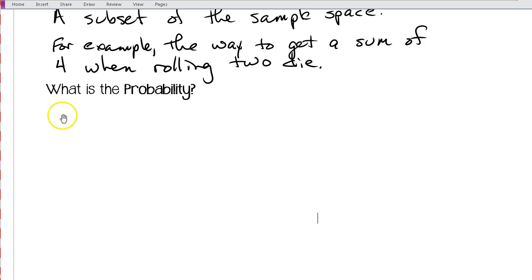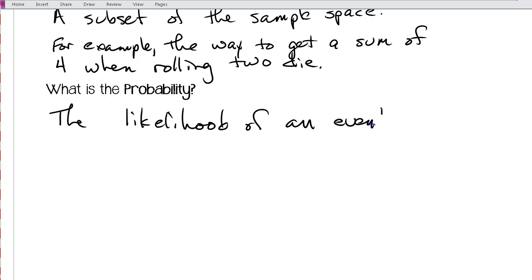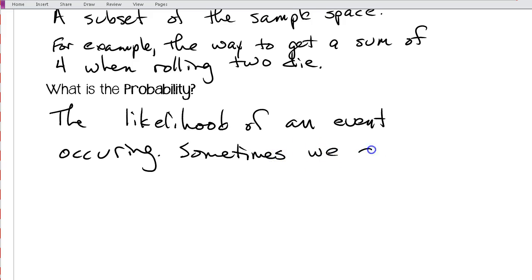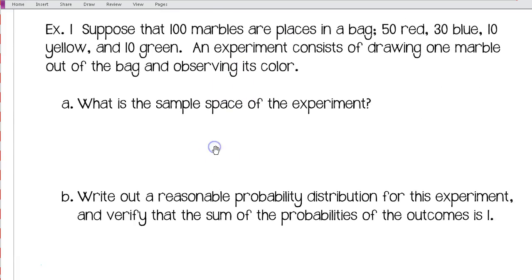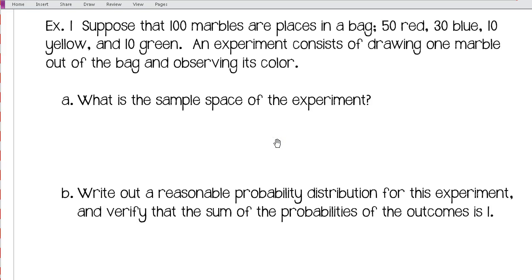Alright, probability is simply the likelihood of an event occurring. And sometimes we call this odds, the odds of something happening. Alright, so now that we have some of that terminology out of the way, let's go ahead and take a look at some examples. Again, it's important that you know what the vocabulary or the terminology means so that you know how to answer the questions.